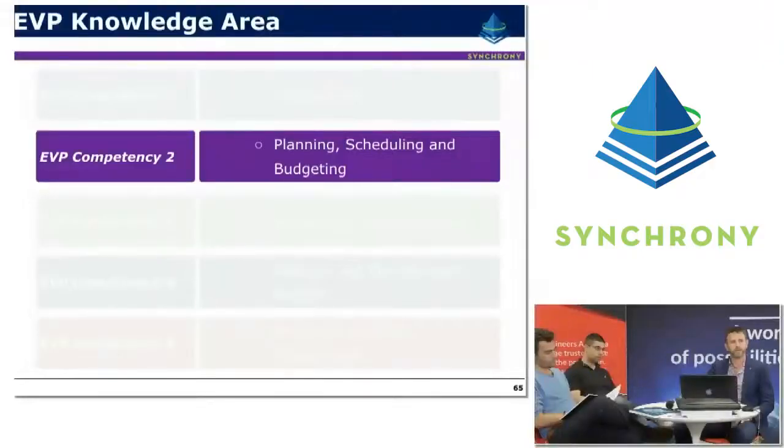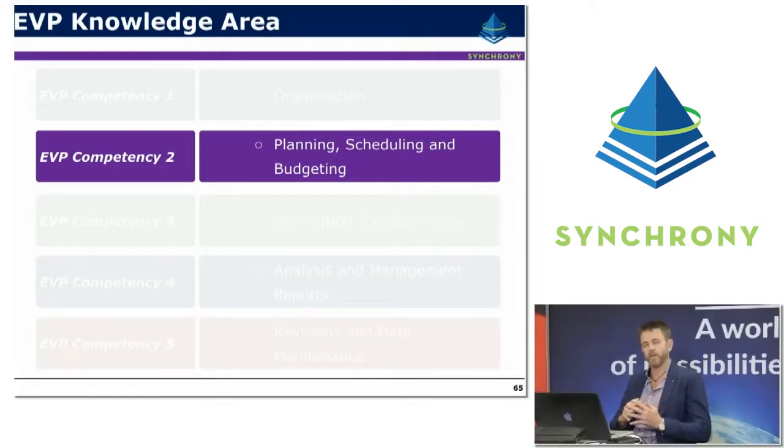For this video module, we're going to be going through the second functional area of earned value management, which is planning, scheduling and budgeting. The important thing about earned value management is that scheduling and budgeting are done together. So cost and schedule are fully integrated and you don't do one without the other.